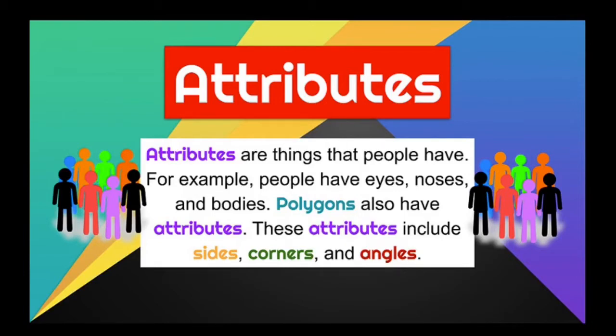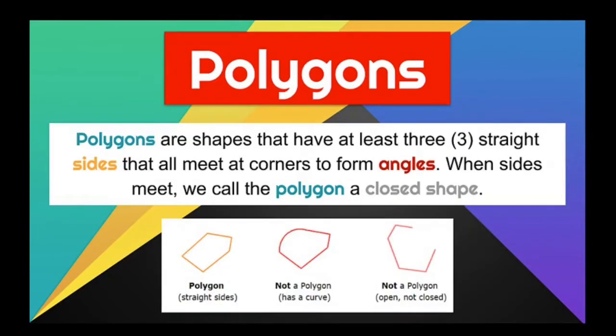But what's a polygon? Well, polygons are shapes that have at least 3 straight sides that all meet at corners to form angles. When sides meet, we call the polygon a closed shape. So if you look down here at the bottom, right here we have a polygon. It has straight sides, all of the sides meet at corners, and it's closed because all of the sides meet.